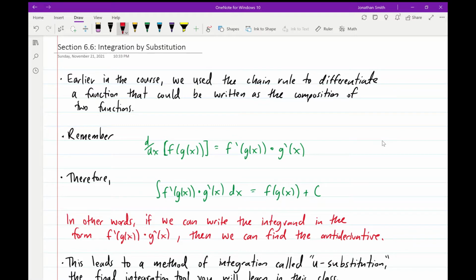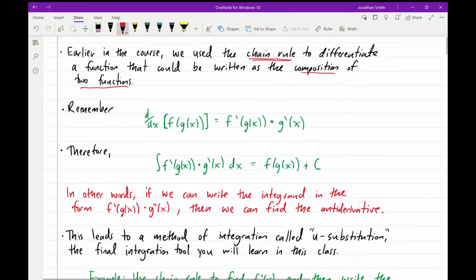So in this video we're going to be covering section 6.6, which is all about integration by substitution. We'll start off by recalling that back in the section where you learned how to differentiate, there was a rule called the chain rule, and this chain rule allowed you to differentiate a function that could be written as the composition of two other functions.